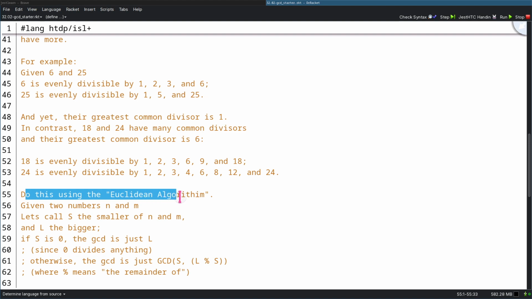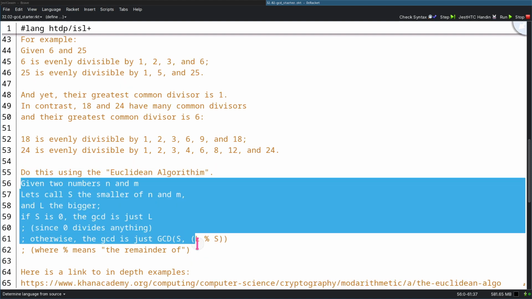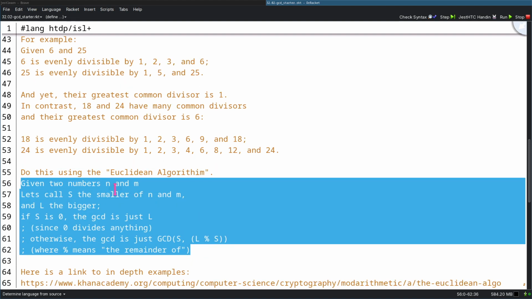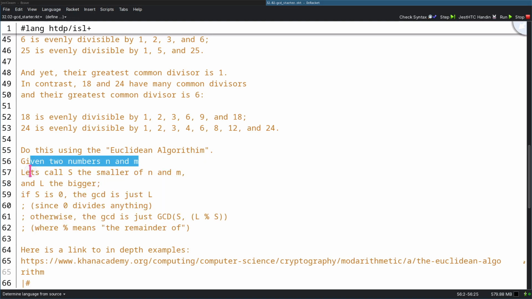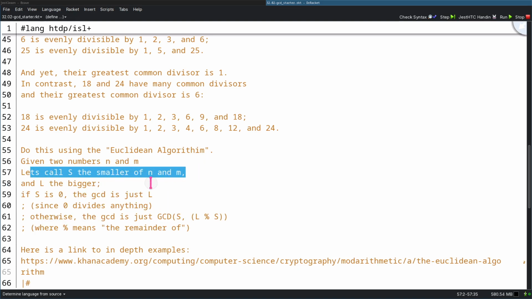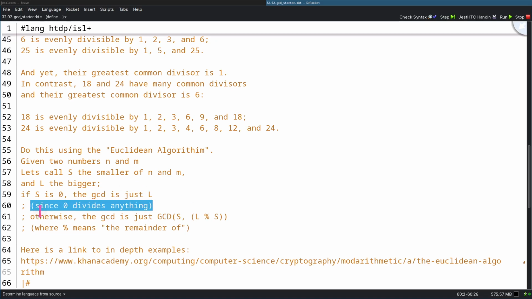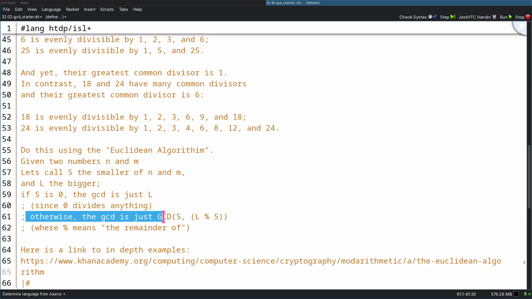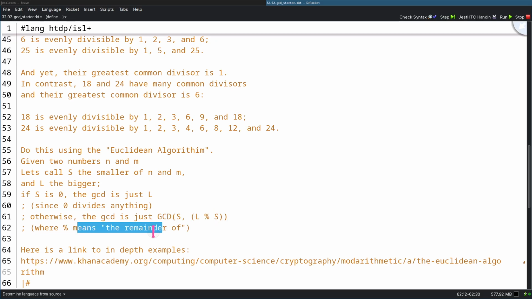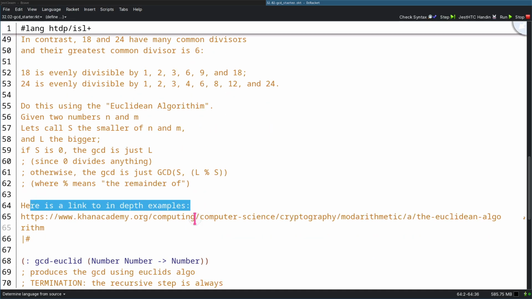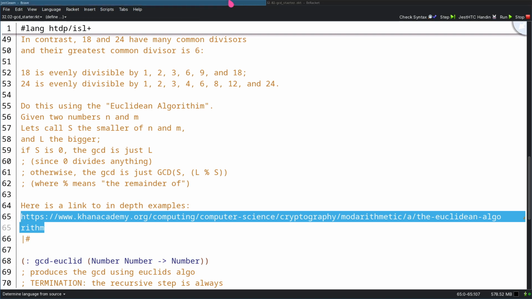Do this using the Euclidean algorithm. So we actually give you an algorithm, and it's your job to transcribe this into code form. Given two numbers n and m, let's call s the smaller of n and m, and l the bigger number. If the smaller number is equal to 0, then the GCD is just l, since 0 divides anything evenly. Otherwise, the GCD is GCD of s and l % s, where percent means the modulo, or remainder. And here's a Khan Academy link for some more in-depth examples.